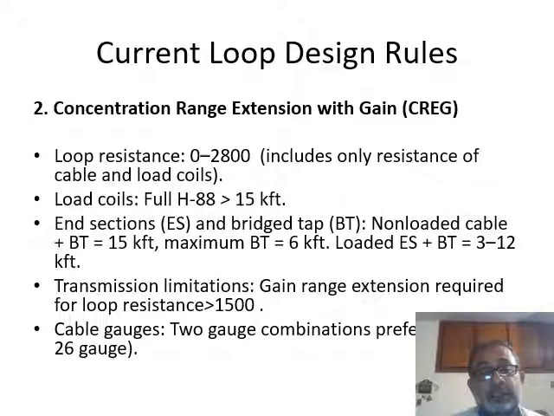And the second method is the concentration range extension with gain. In this case, loop resistance is considered from 0 to 2800 ohms, which includes only resistance of cable and load coils. And the load coils normally used are H88 for more than 15 kilo feet. And some more specifications are given below.